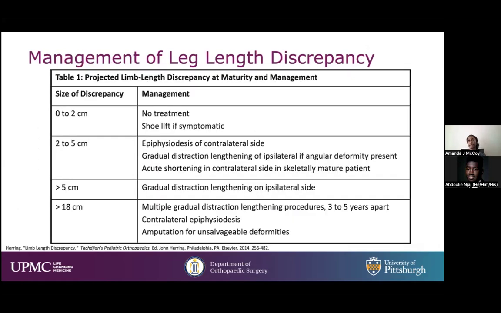Once you predict what the leg length discrepancy at skeletal maturity will be, then you need to consider what type of treatments you should consider. Anything less than 2 centimeters is usually well tolerated. You can use a shoe lift. Anything 2 to 5 centimeters, then you're considering doing a well-timed epiphysiodesis of the contralateral extremity. Anything greater than 5 centimeters, then you're thinking about doing a lengthening. And then anything greater than 18 centimeters, nowadays, people are considering doing more lengthenings because there's a lot more technology. We have internal lengthening implants. But historically, that's when you're thinking about an ablative reconstruction with an amputation.